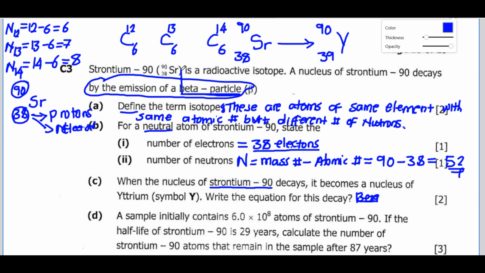Then we have Y, since we are given this Y. Plus we need to show that it emits beta. You write the symbol e with a 0 on top and -1. The Sr, you are not supposed to show this, but the Sr represents the parent atom because it is the atom that underwent the decaying. Then the Y is called the daughter because it was what was produced.